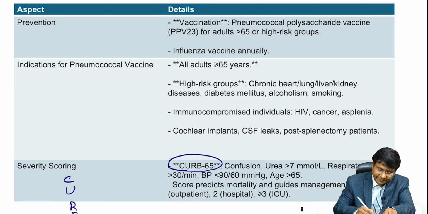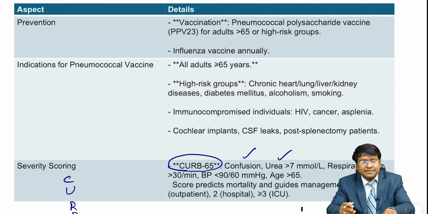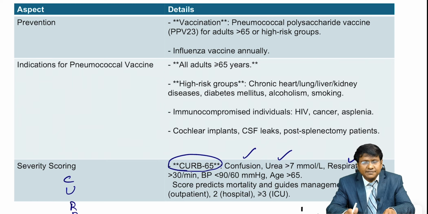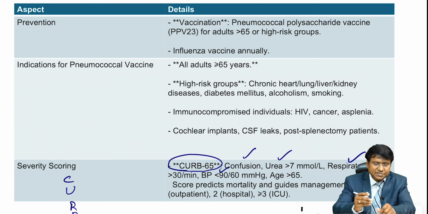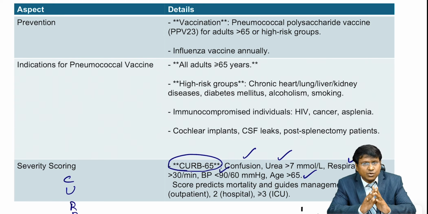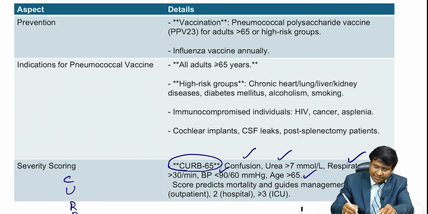Right? So the individual having confusion, give a score of 1 point. Urea more than 7 millimoles per liter, give a score of 1 point. Respiratory rate more than 30 per minute, give a score of 1 point. And the blood pressure of the individual less than 90/60, give a score of 1 point. Age of the individual more than 65 years, give a score of 1 point.